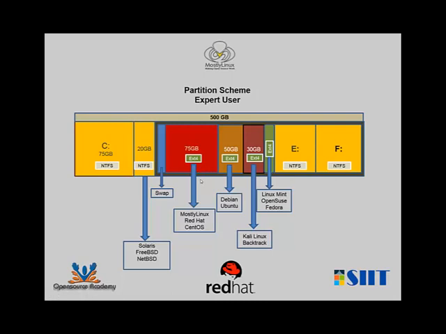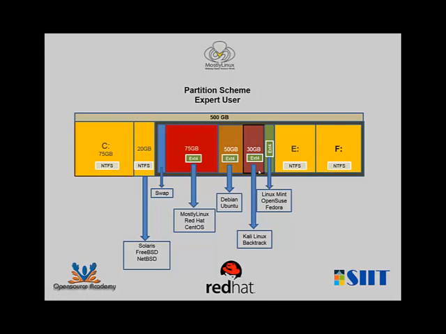Then I have kept one more partition of 50 GB for installing Debian or Ubuntu. One more partition of 30 GB. This is for Kali Linux or Backtrack. Kali Linux is usually used by people experimenting with hacking or ethical hacking.